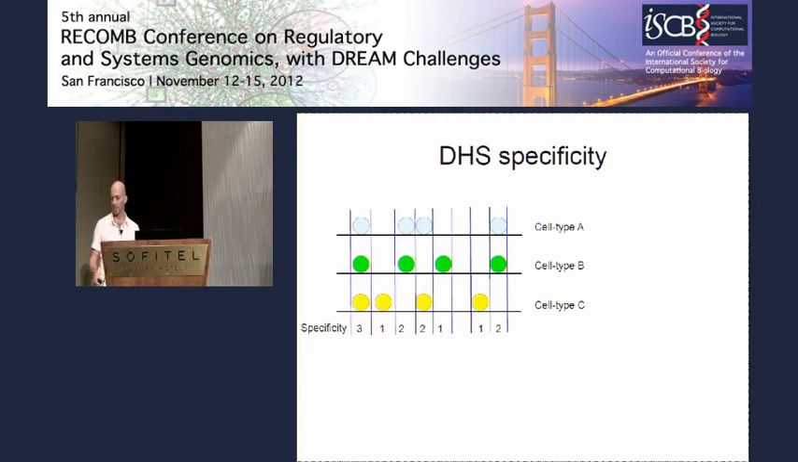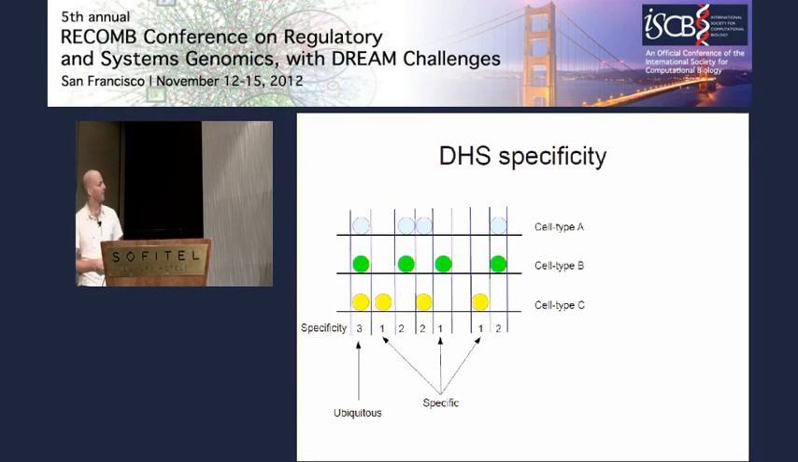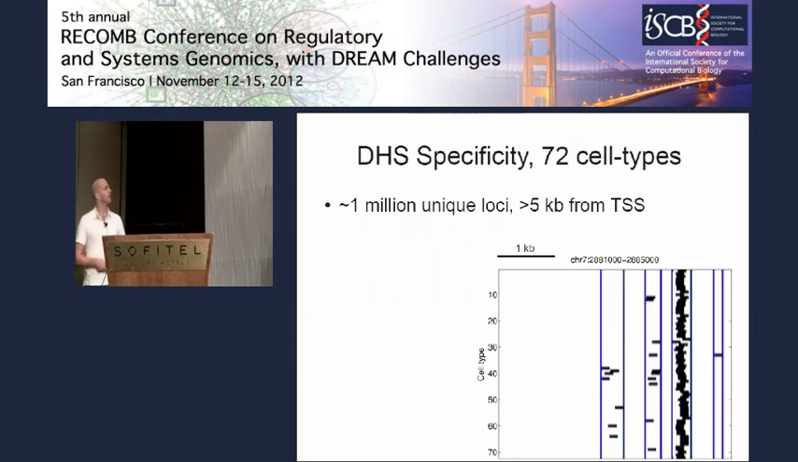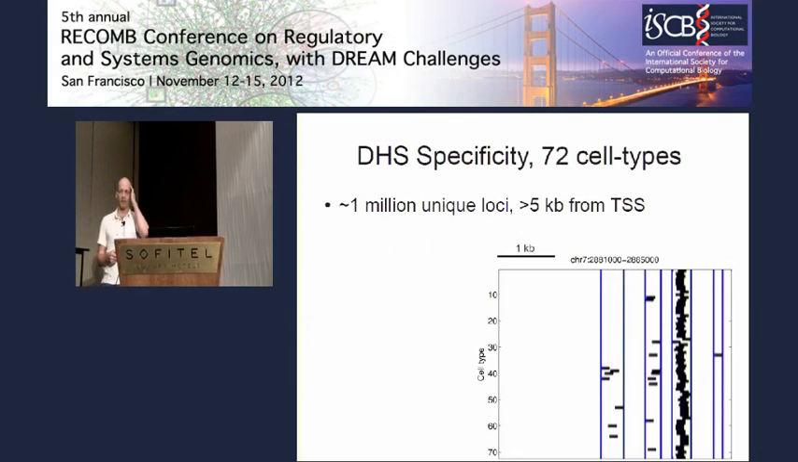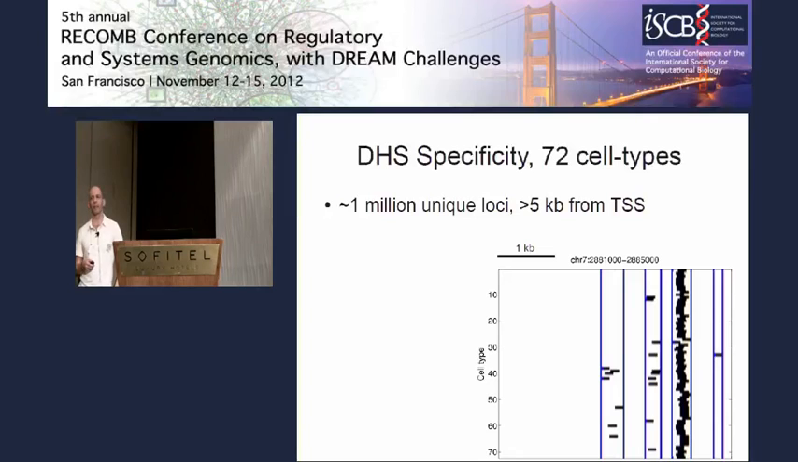I will also be referring to the DHSs that are found in many different cell types as ubiquitous, and the ones that are found in only one cell type as specific. So thanks to the ENCODE project, we now have lots of data from many, many different human cell types, which allows us to analyze these kinds of questions in a large-scale fashion.